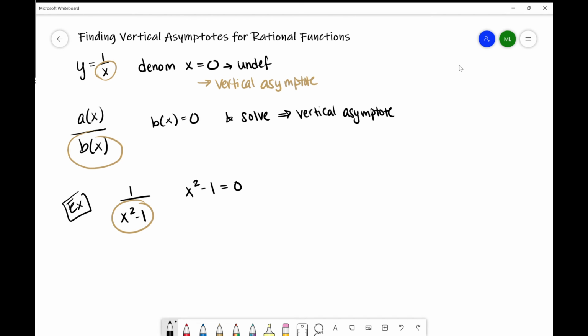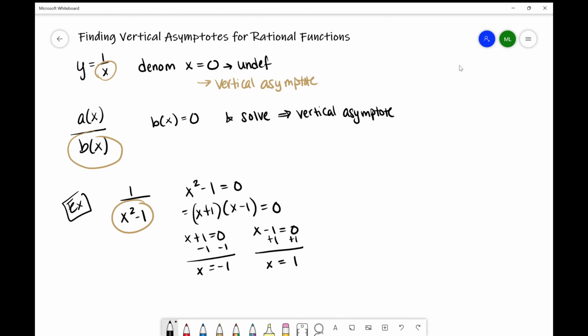Before we solve, you can use whatever technique you like, such as completing the square or factoring. I will go ahead and factor this one. So this is now x plus 1 times x minus 1 equal to 0. Set each factor equal to 0 and solve. So you have x is equal to negative 1. And if I add 1 on both sides of the other equation, I get x is equal to positive 1.